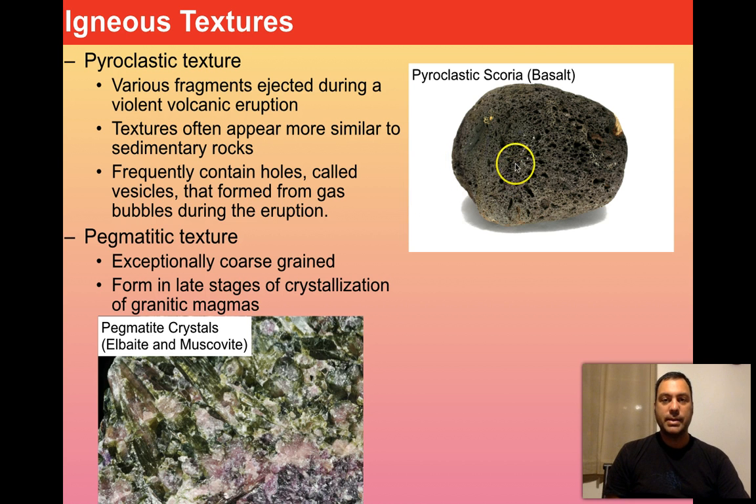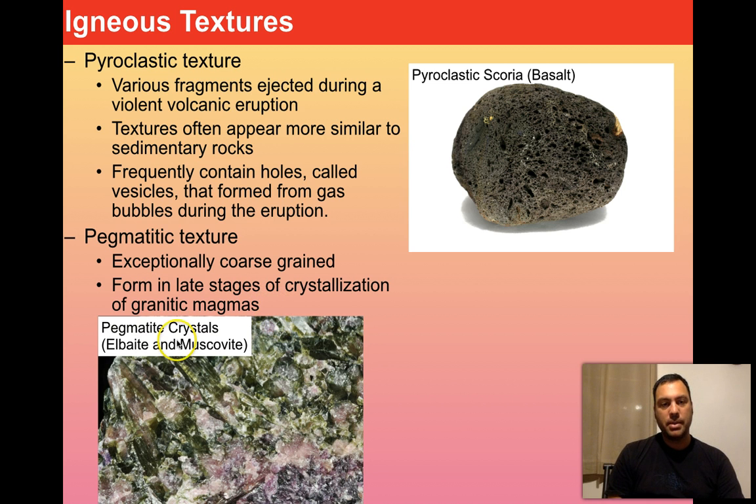Okay. We contrast that with its intrusive cousin. So this is the one that extrudes very fast, and the gases get out. What if it cools very slowly and the gases never get out? Well, that gives us this thing down here. So this is a pegmatitic texture. It's exceptionally coarse grained, really large crystals actually, that form in late stages of crystallization of granitic magmas.